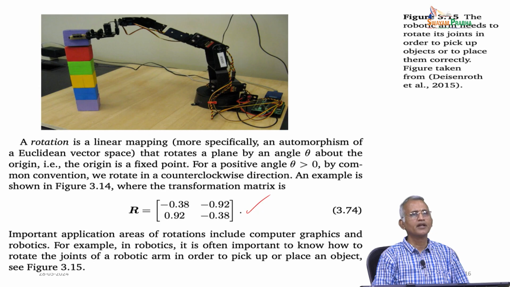So, the important application areas of rotation include computer graphics and robotics. For example, in robotics, it is often important to know how to rotate the joints of the robotic arm in order to pick up or place an object, see figure 3.15. This is a real-time application of how rotation, reflection and transformation can be obtained using the linear mapping.